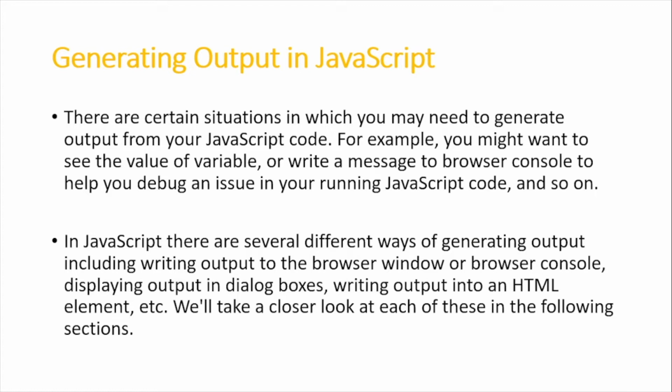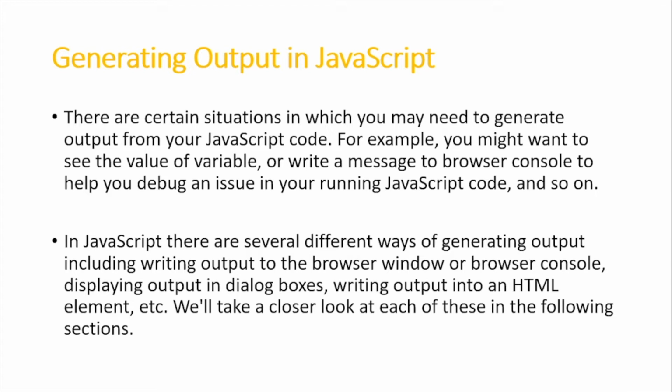Also in JavaScript there are several different ways of generating output, including writing output to the browser window or browser console. Browser window, we have already seen that, document.write. That is one method to write something onto the browser window, and there is one more, browser console output, where we can show the output inside the browser console, where we were seeing the errors last time I showed you, like what is a browser console.